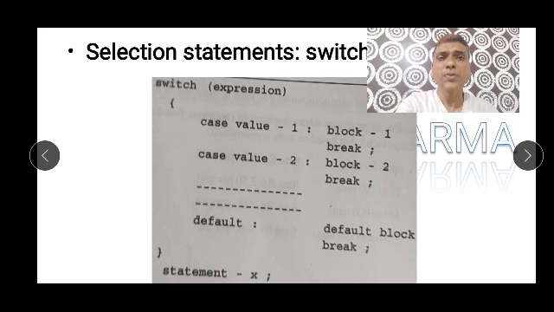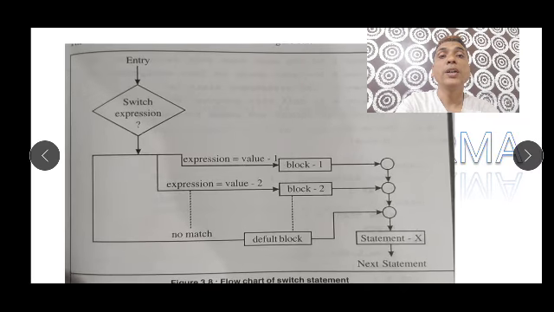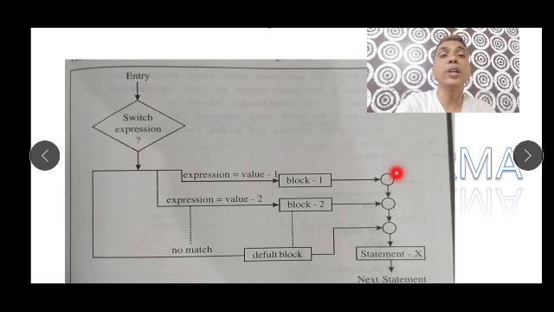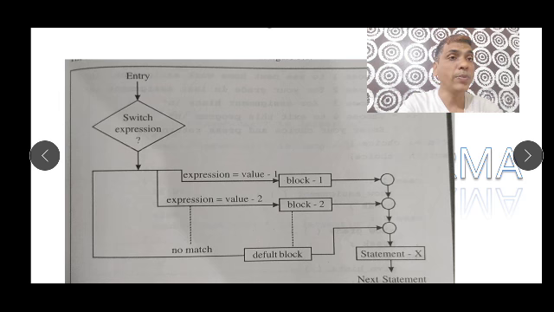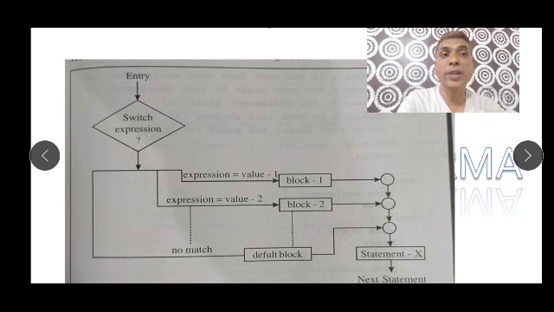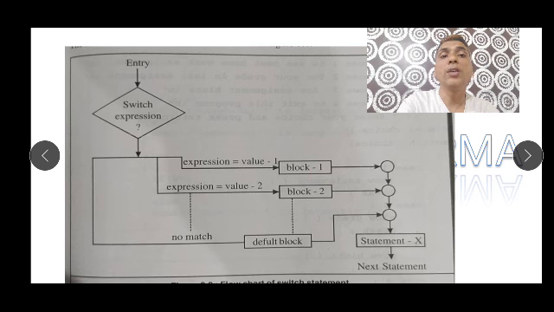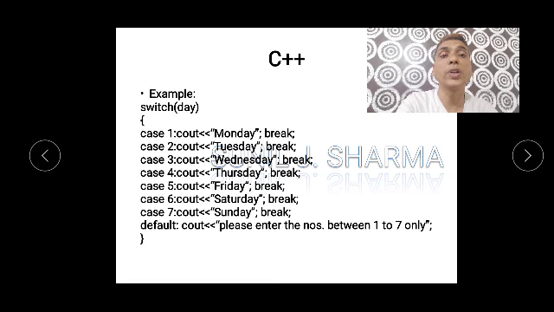Now I'll give you one example, and that time it will be more clear. Before that we have the flowchart. Switch expression, first condition block, and then it will come out. Second condition block. It will try to find a perfect match. If there is a perfect match, then it will execute that part. Don't worry, when I show you the example, it will be more clear.